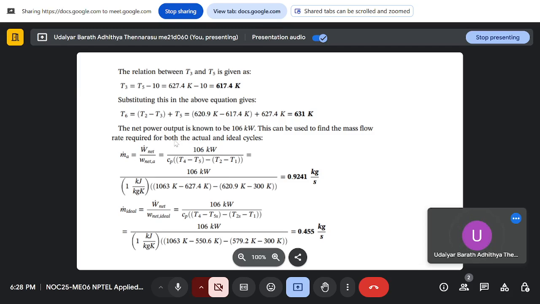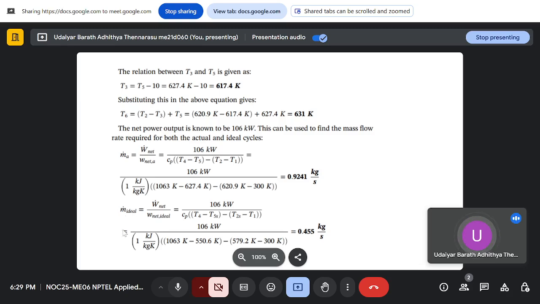So now we can find out the actual mass flow rate of air which is going in. Because we know the total net work output, net work output is divided by the specific work output. So net work is 106 divided by the work generated, which is Cp (T4 minus T5) in the turbine minus Cp (T2 minus T1), which is the specific work supplied in the compressor. So substituting the temperatures and Cp as 1, we get mass flow rate as 0.9241 kg per second.